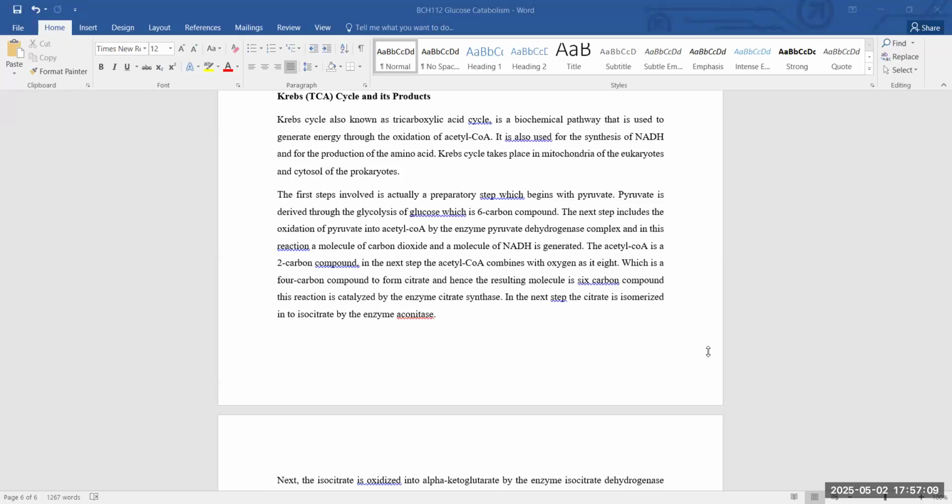At the end of the glycolytic pathway, we form pyruvate, but the catabolism of glucose can never stop at pyruvate. And I gave these four reasons why it can never stop there.